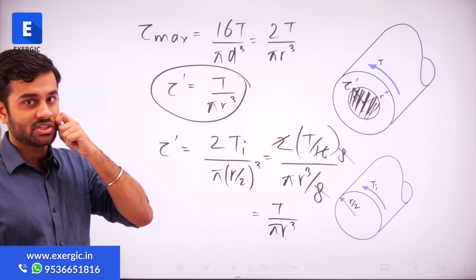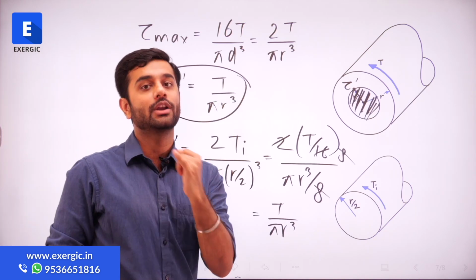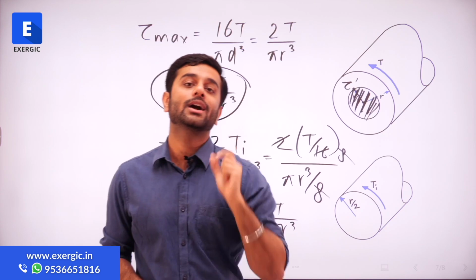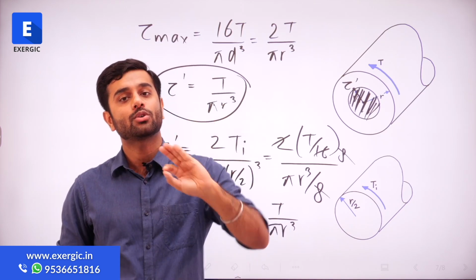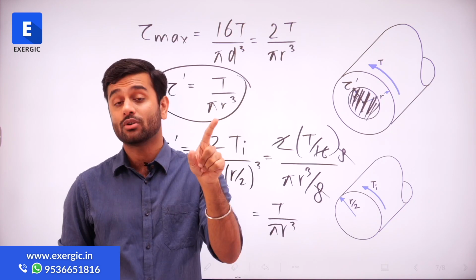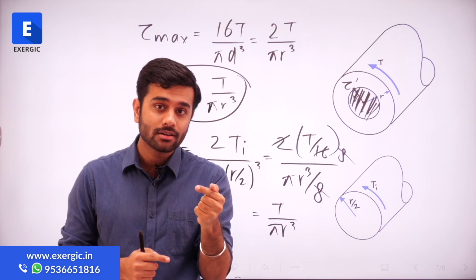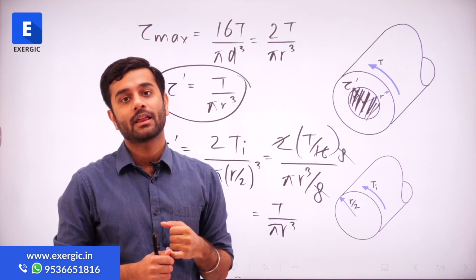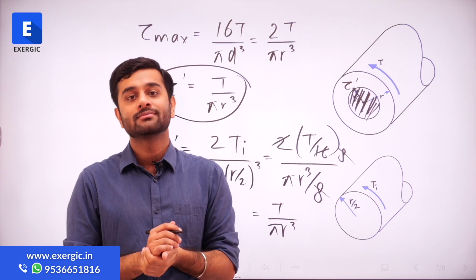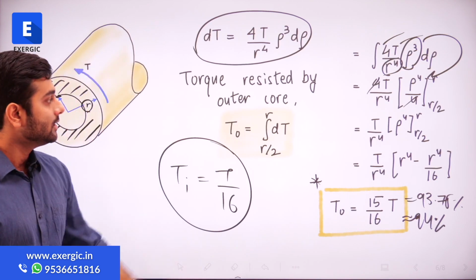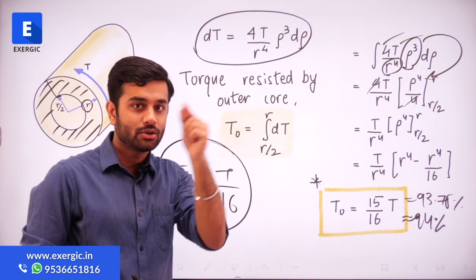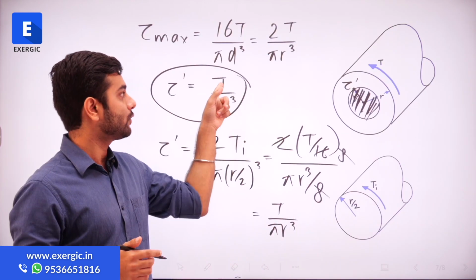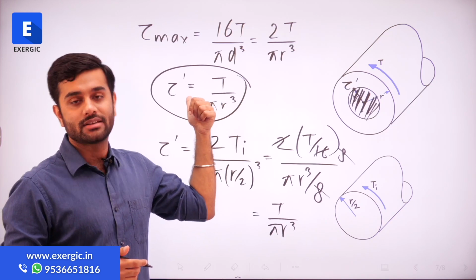So from this entire discussion, what did you learn? You learn that this expression is not restricted only for finding out maximum torque. You can use this expression to find out torque anywhere. So correct this concept. But to be able to do that, you should be knowing how much will be the torque resisted up to that point. To find out how much will be the torque resisted, you can use this expression. Integrate that to find out the torque resisted in any such core. And then you can put that value of torque here to find out the shear stress.